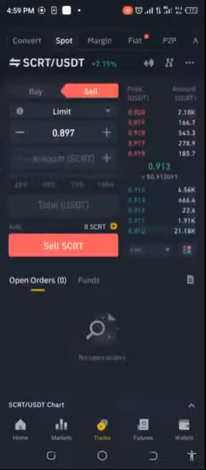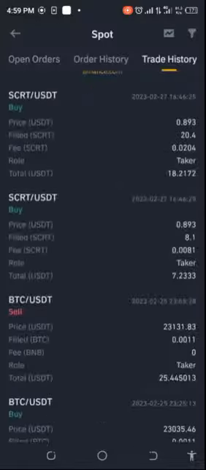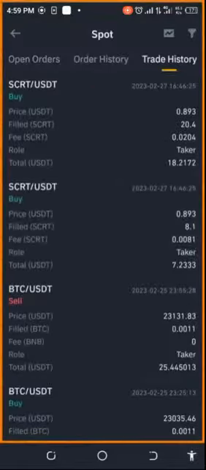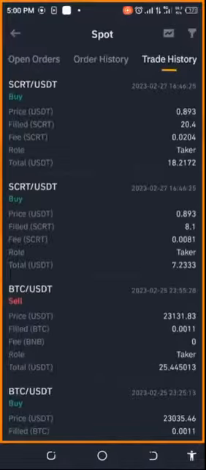Let's go back and check the trade history. Let's see. Well, okay, yes. So what we did was we spent how much? Okay, it did it in two batches, really. It did it in 8.1 and 20.4. So let's see, this is 18 plus 7 is 25. So like about 43, I guess. Is that 43 or 44? Okay, so we actually started out with 25.44.